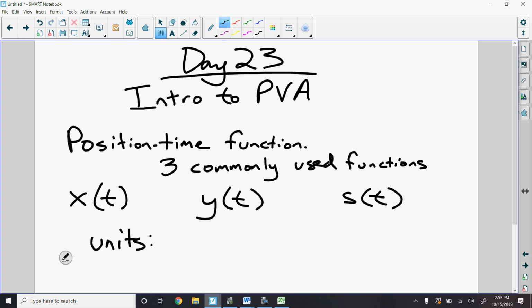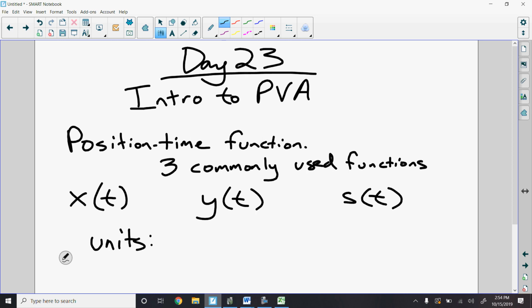Now, in my physics class, or Mr. Churchward's physics class, we most commonly used meters for units for position, and that'll be used sometimes in AP Calc as well. But AP Calc is notorious for using a wide range of units, so we have to be comfortable with whatever units they give.